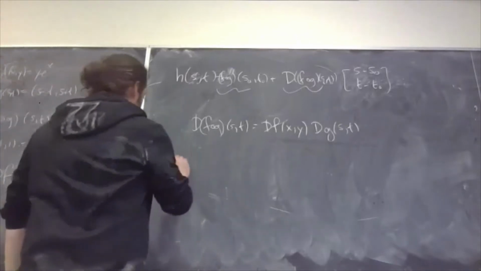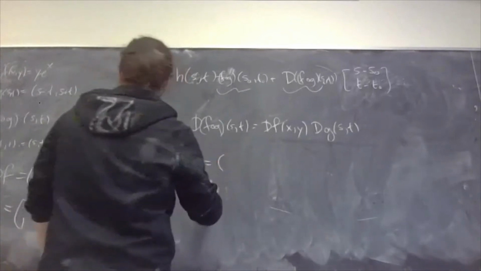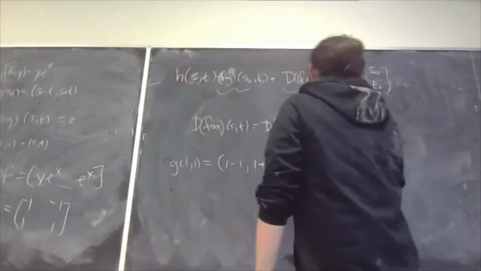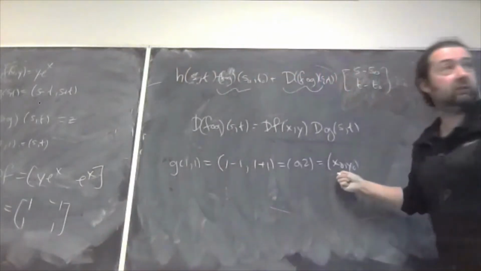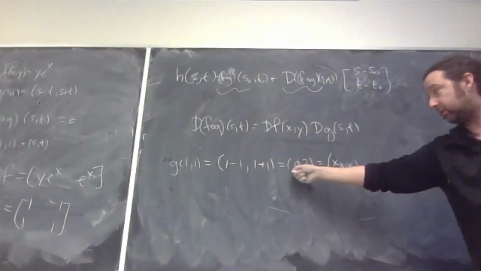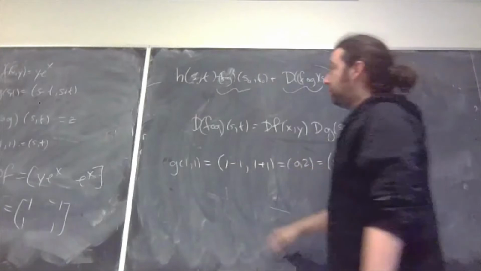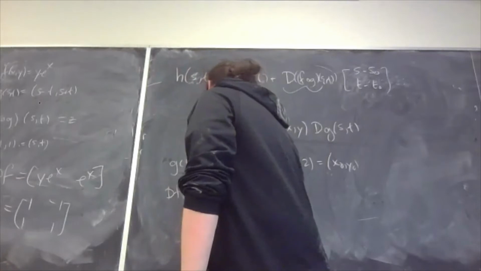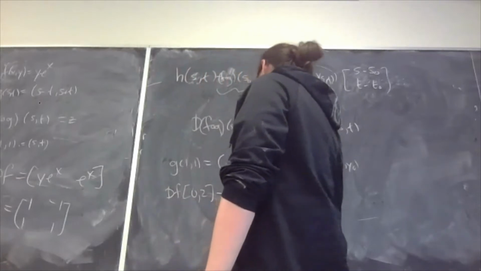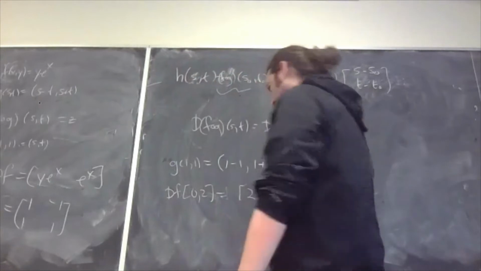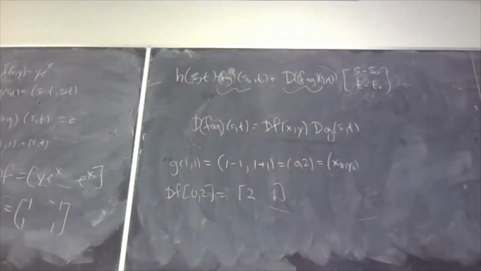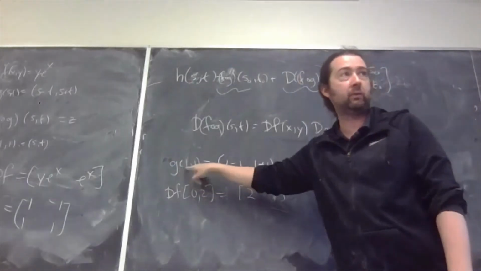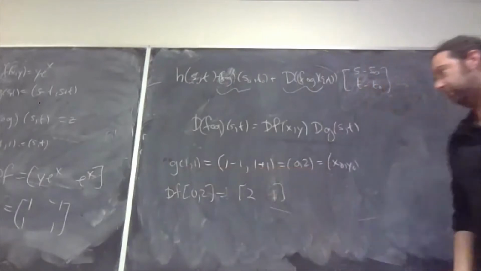So g of 1, 1 is equal to 1 minus 1, 1 plus 1, which is 0, 2. This is the x naught and y naught values that get plugged into the second function, right? This is the x and y that gets thrown into f. So if you want to know what this is, Df at 0, 2 is equal to 2, 1. So the x and y value that we fed into f were the values that g spit out. g is giving us the x and y coordinates. That's what the first and second component of g do.